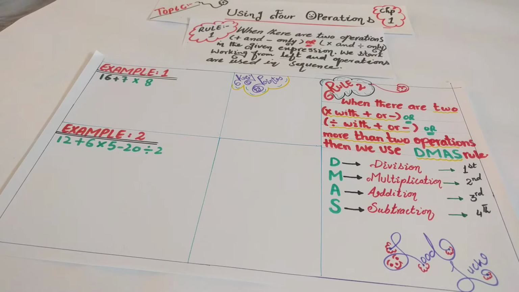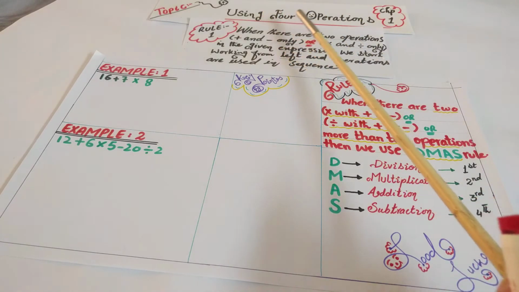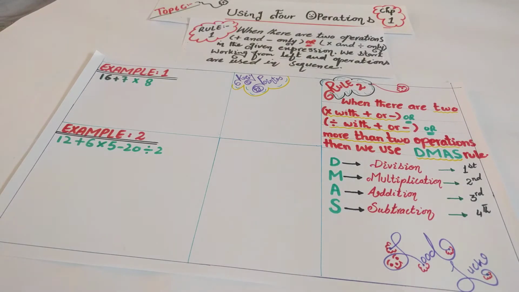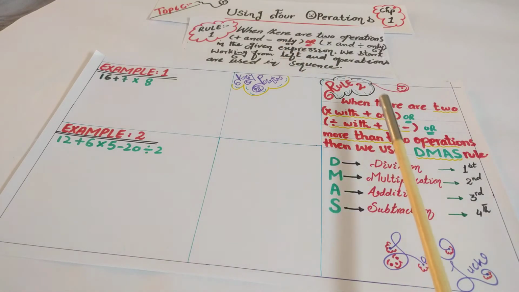Again I am here with the same topic, using four operations. As in our previous lecture we have done the same topic with the rule number 1. Using four operations means when we use the numbers and operations together in the same problem, and that expression is called a mathematical expression. To solve this type of expression, as I told you, there are two rules, rule number 1 and rule number 2.